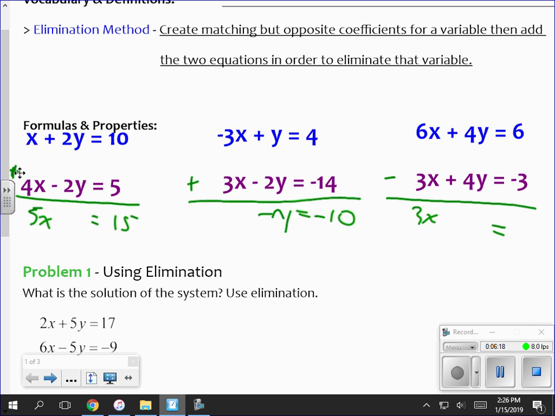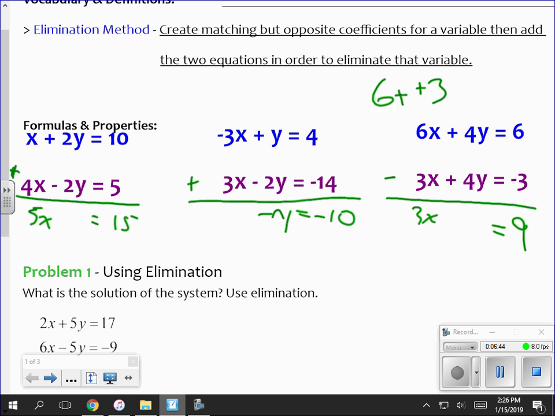I have 6 minus negative 3, which would be plus 9. Okay. And this is where you're subtracting. This is where the most common mistake is. Now, there is an alternative to subtracting.